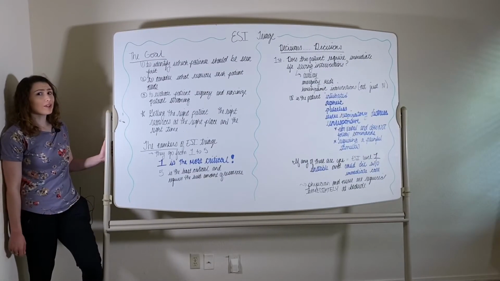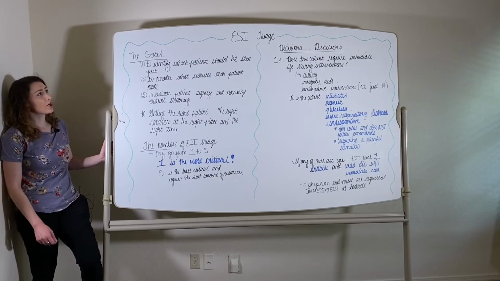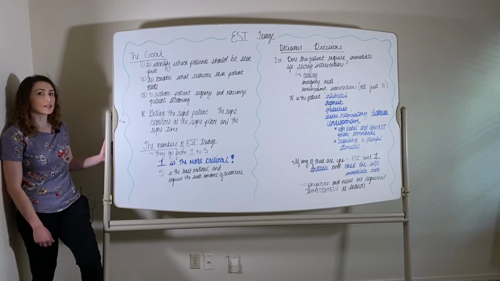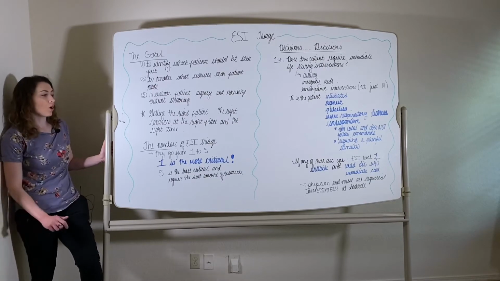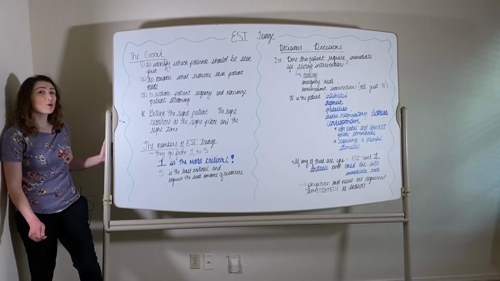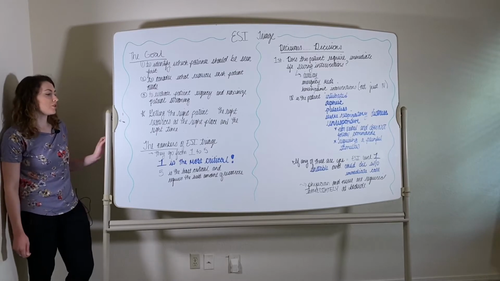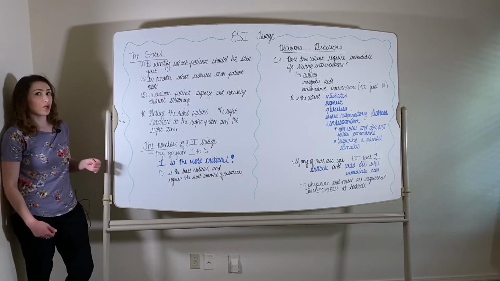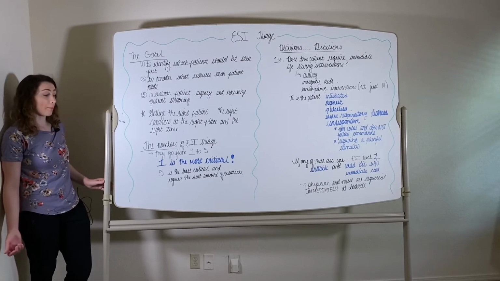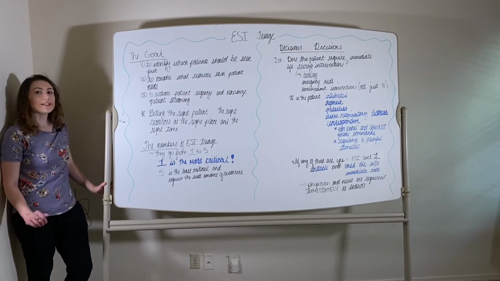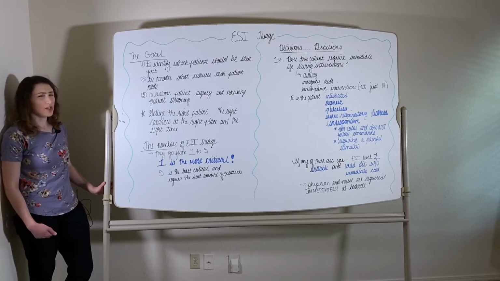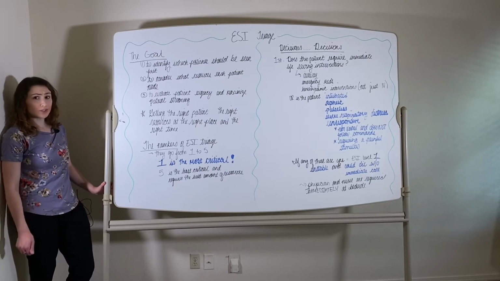So when we talk about ESI triage, we talk about triaging people based on a numerical system. And those numbers go from 1 to 5. 1 is the most critical patient. We sometimes call these patients immediate. If you're in a color-coded ER, you might call them blue. And 5 is the least critical patient, and it's also the patient that requires the least amount of resources.